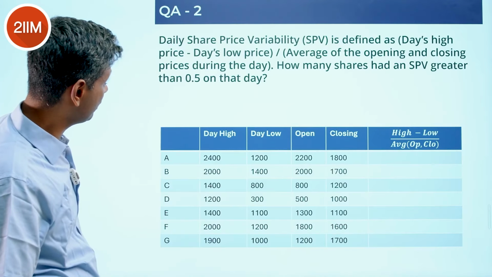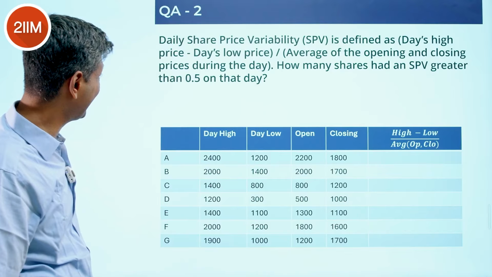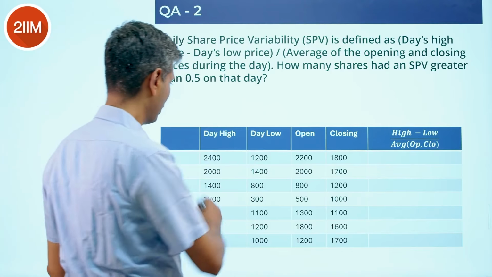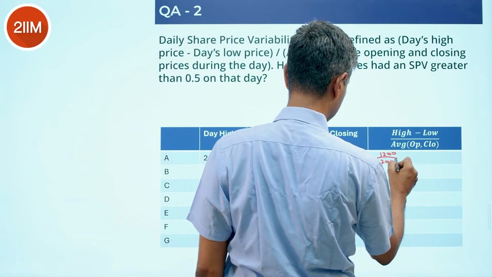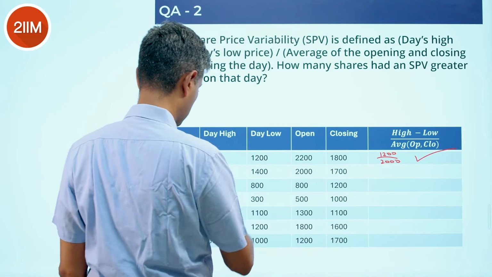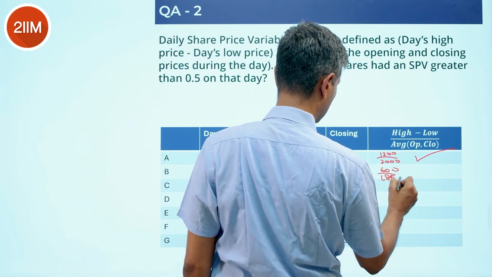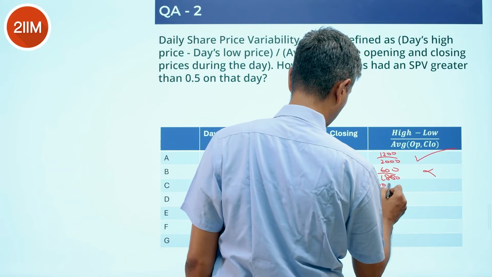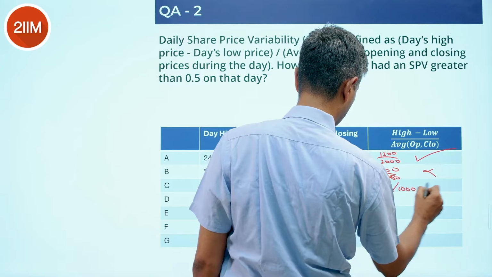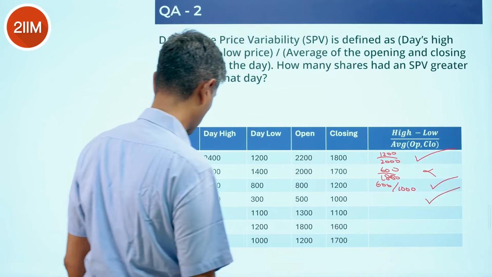Daily share price visibility is defined as days high minus days low by average. How many shares had an SPV greater than 0.5? I've already done this, 1200 by 2000, greater than half. This is 600 by 1850. This doesn't work. This is 600 by 1000. This is more than half. D is definitely more than half, more than 1.